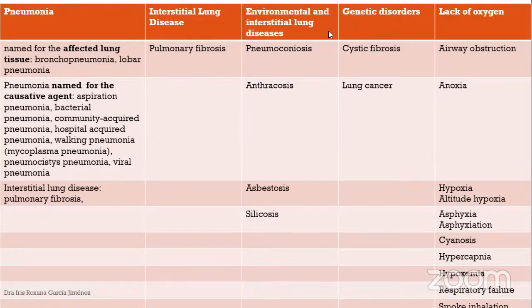Okay, the environmental and interstitial lung disease: pneumoconiosis, anthracosis, asbestosis, and silicosis. About the genetic disorders: cystic fibrosis, lung cancer. About the lack of oxygen: airway obstruction, anoxia, hypoxia, altitude hypoxia, asphyxia or asphyxiation, cyanosis, hypercapnia, hypoxemia, respiratory failure.